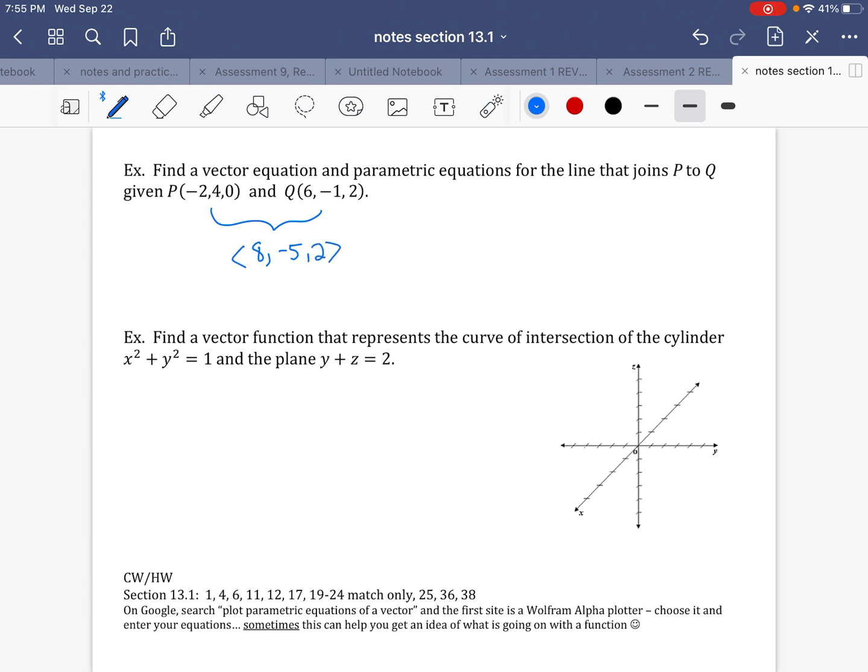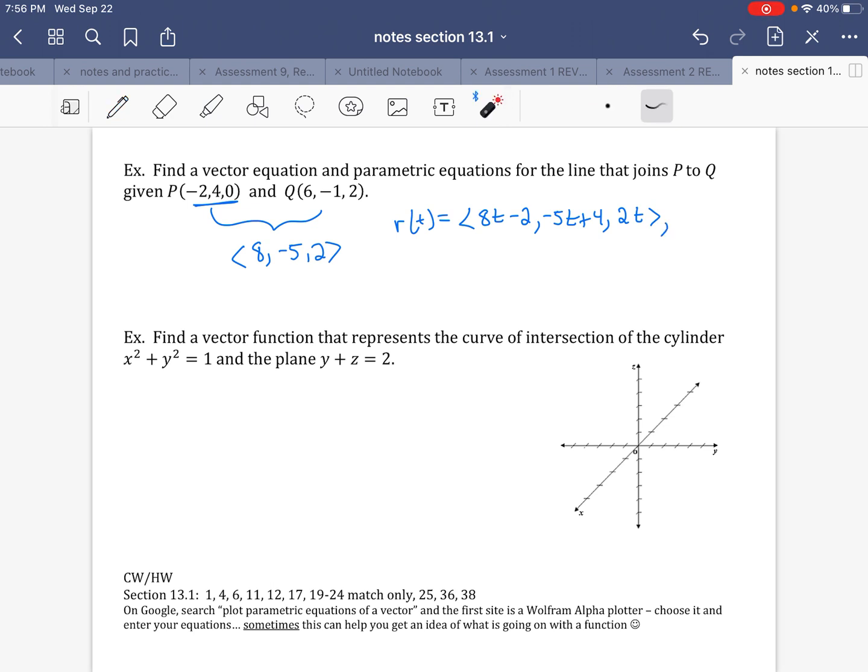And so we just want an equation of a line. So I'll do r of t equals, and I'll do 8t, and let's use this point right here, minus 2. And then negative 5t, and let's use 4. And then 2t plus 0. So what you have to do here is you have to tell me the values of t that you want to use, or that you want this to go from.